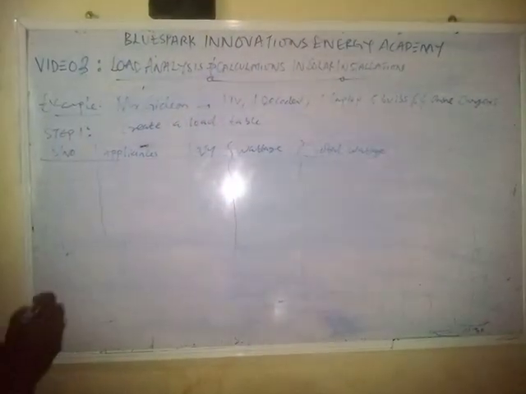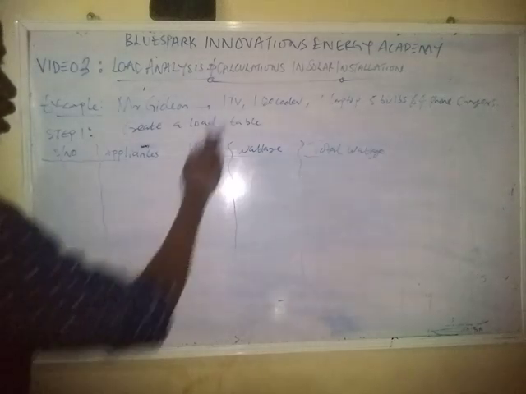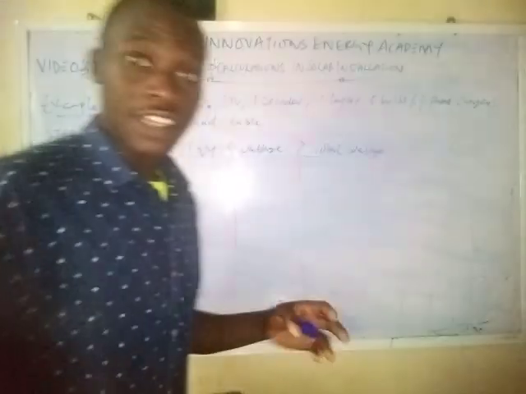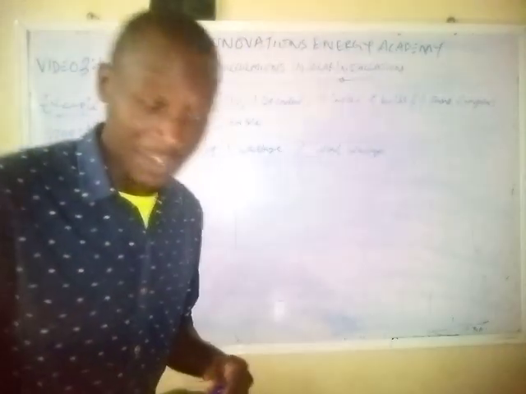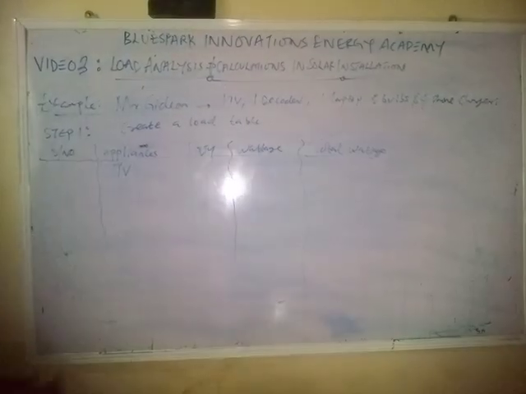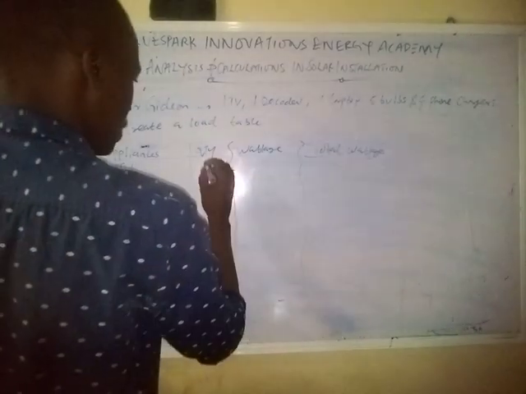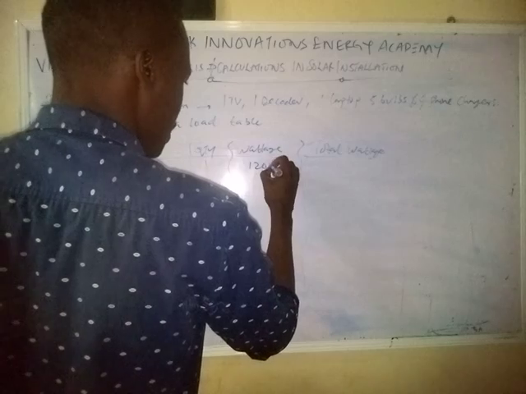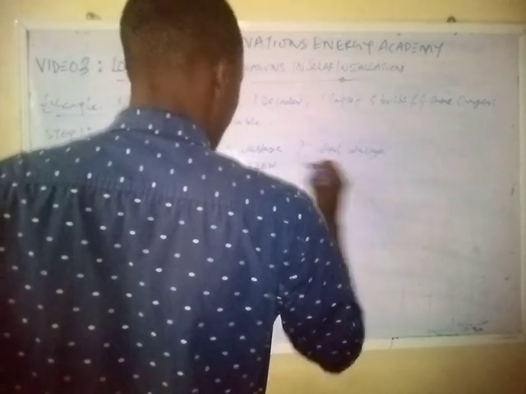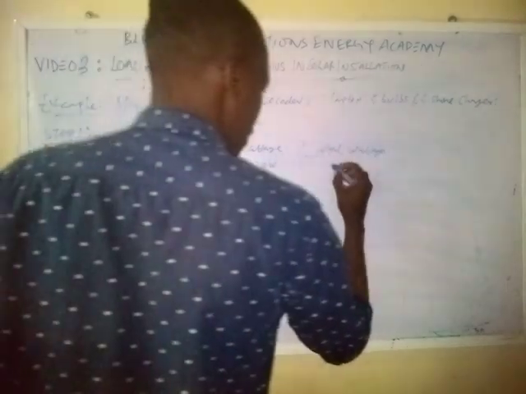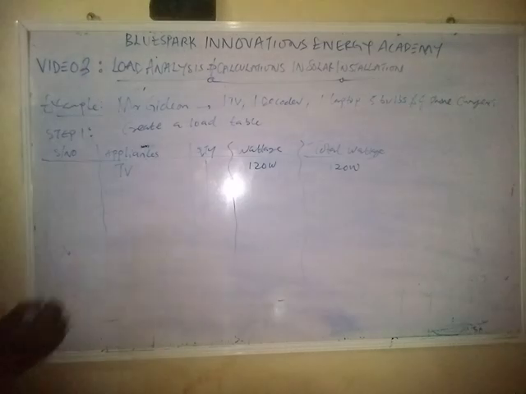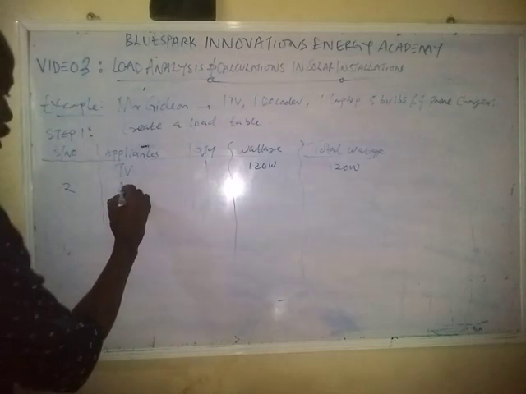Good. Now, 1. What is the first appliance? Our TV. It could be a flat screen TV. Usually, we know we live in a world where we use flat screen TV. So, let's say our flat screen TV is 1. Let's say the wattage is 120 watts. 1 times 120, the total wattage is what? 120 watts.